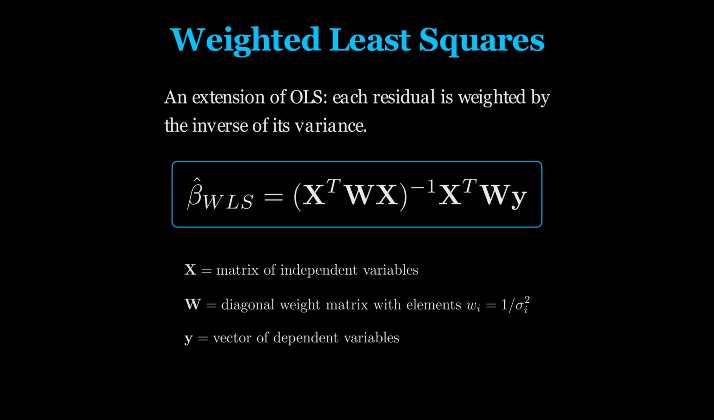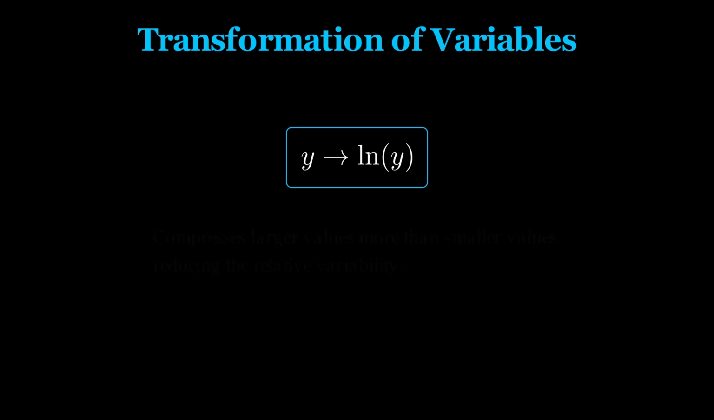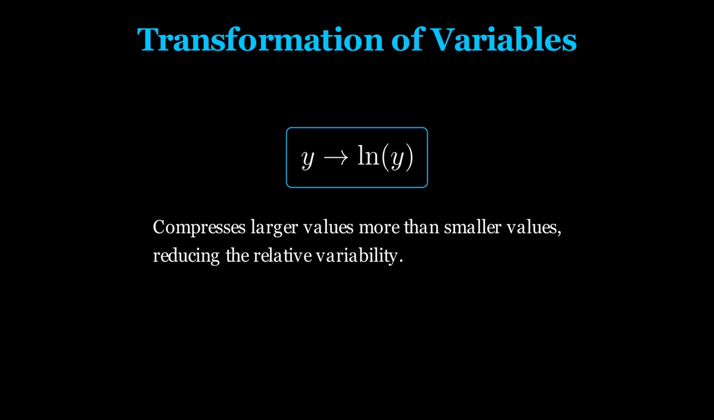The third remedial measure is the transformation of variables. Transforming the dependent variable y can effectively address heteroscedasticity by stabilizing the variance of the error terms. Using the natural log of y is particularly effective when the dependent variable is strictly positive and exhibits multiplicative heteroscedasticity, where the variance of the errors increases proportionally with the level of y. This transformation compresses the scale of larger values more than smaller values, which reduces the relative variability.